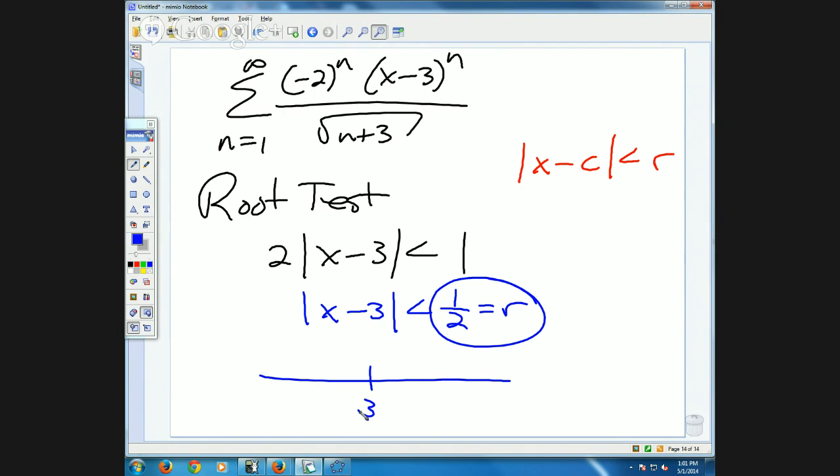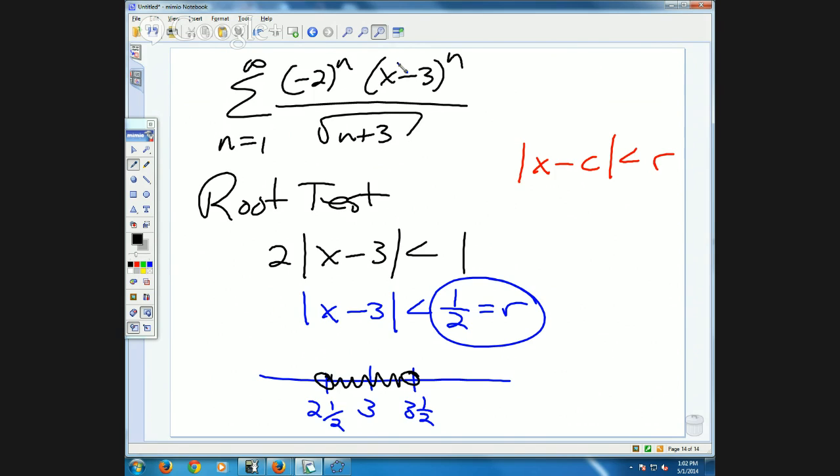So from 3, I can go 1/2 to the right, which is 3.5, and I can go 1/2 to the left, which is 2.5. And so now I know that this series converges between 2.5 and 3.5. So any x value in between 2.5 and 3.5, if we were to plug it in for x there, I have a convergent infinite series. And even better, I could estimate the remainder easily because this is an alternating series for most values of x.